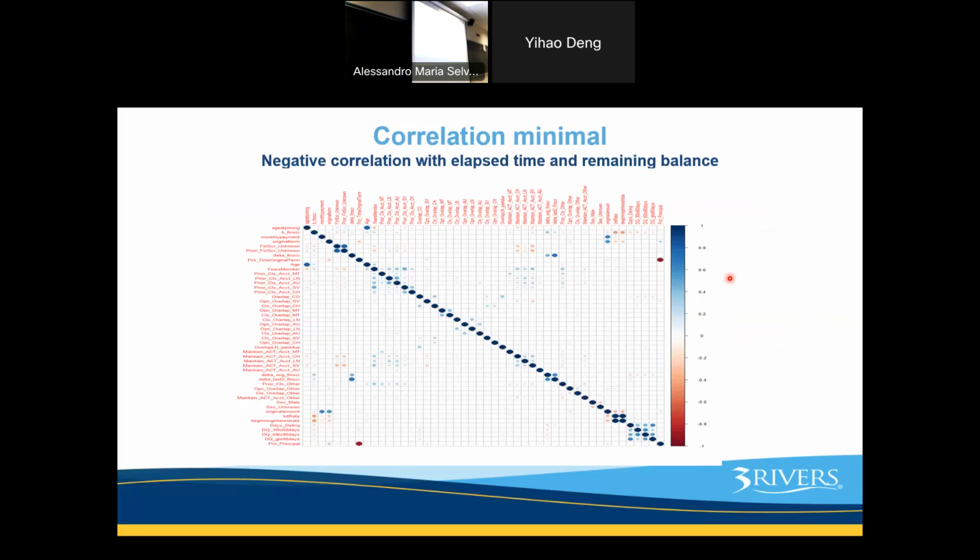This is a correlation matrix of all the features that we're using. There's very little correlation between any of the features. The main one was the proportion of principal and the proportion of time remaining on the original term, which are inversely related. The earlier after loan origination, the larger amount you're going to owe, and vice versa: the closer you are to the end of the loan term, the smaller the proportion of principal you're going to owe still.